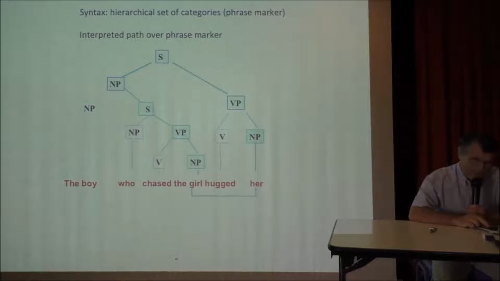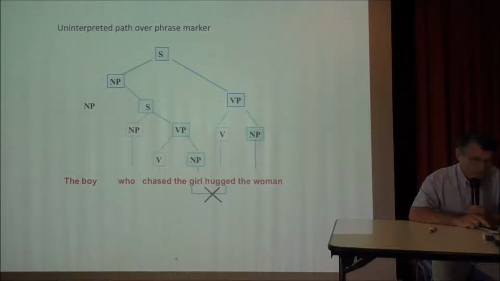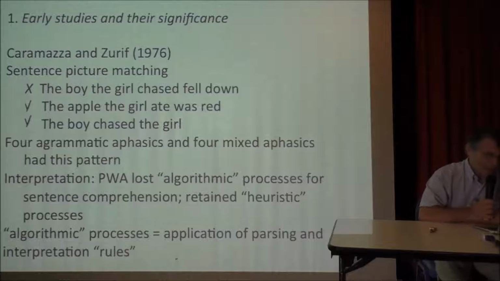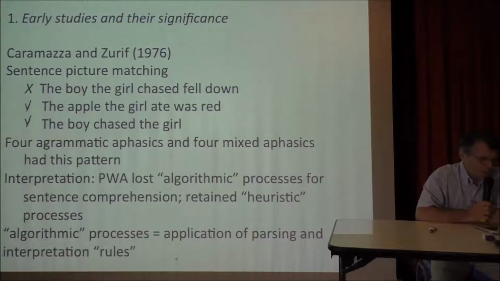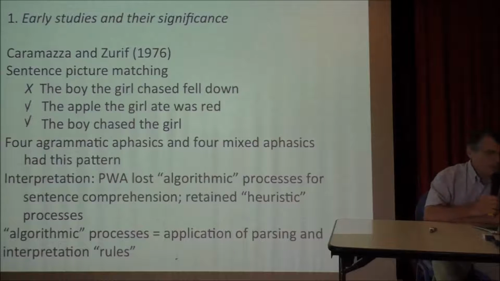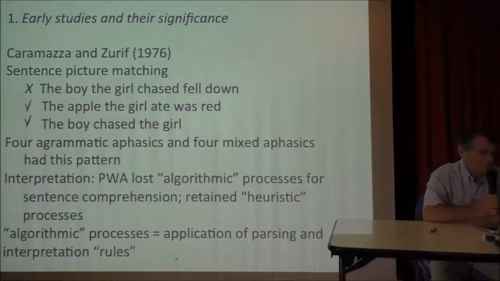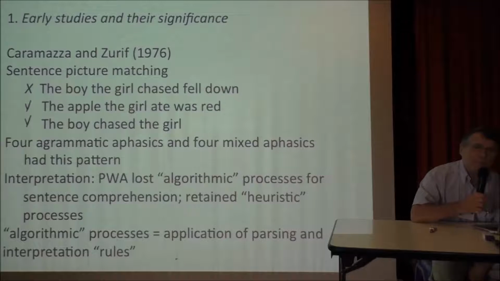Okay, well, you all were here this morning, so you all know what syntax is, so I'm going to skip that and start at the beginning, which is Caramazza and Zurif, 1976. What they showed was that there were a small number of aphasic patients, 4 agrammatic aphasic patients and 4 what they call transmotor aphasic patients in the terminology of the day, who had the following pattern of performance.